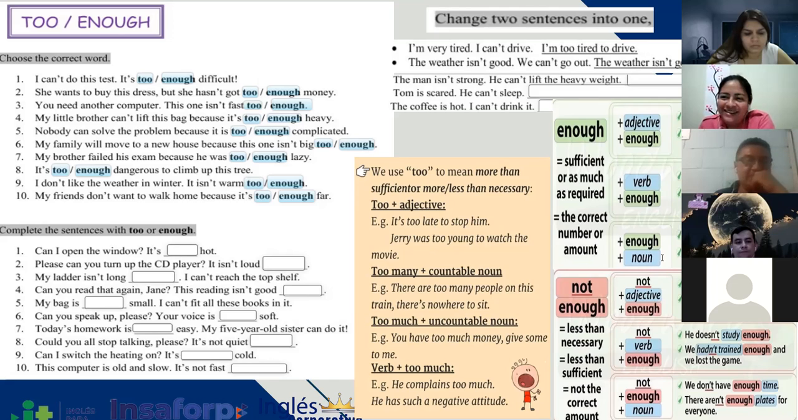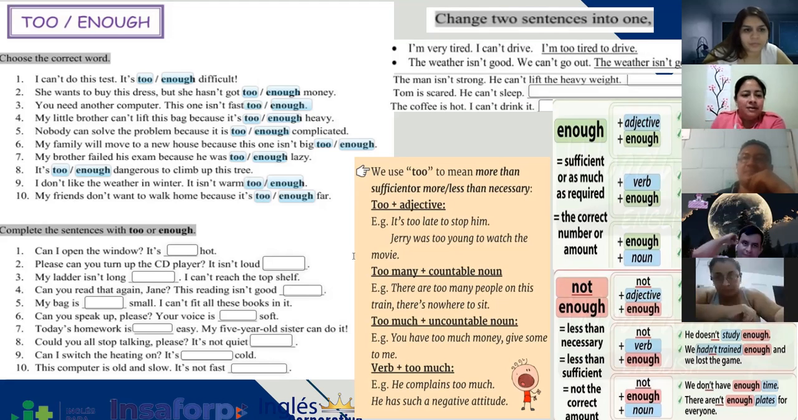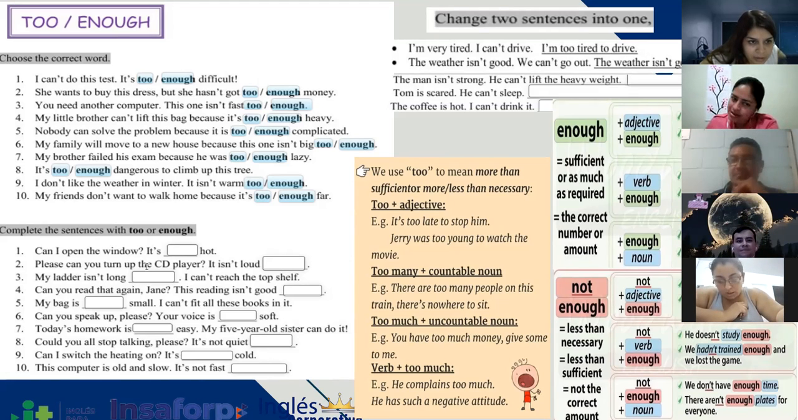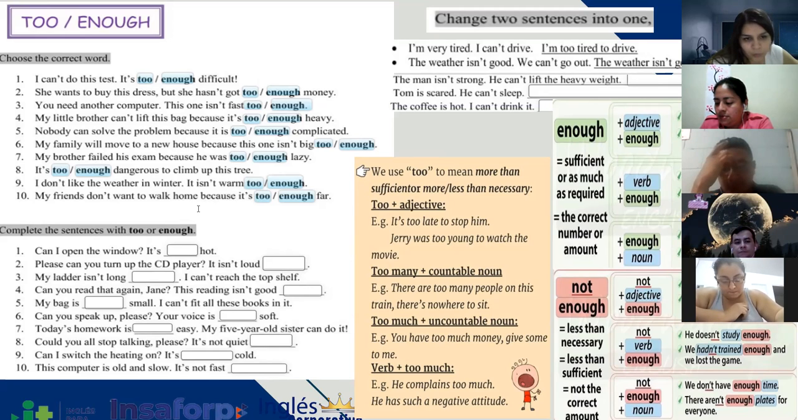All right, and let's finish, please. Iris. Teacher, sorry, the number 10. This computer is old and slow. It's not fast enough. Enough. Yes. Enough. Very good. This computer is old and slow. It's not fast enough, right? And we all want fast computers, right?